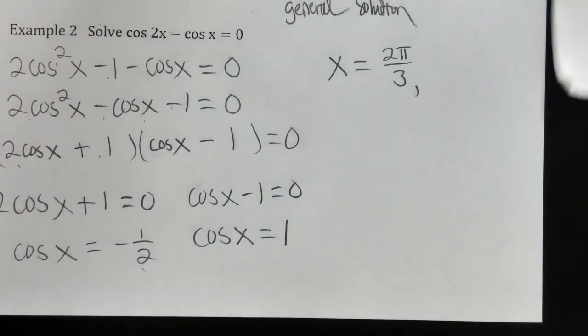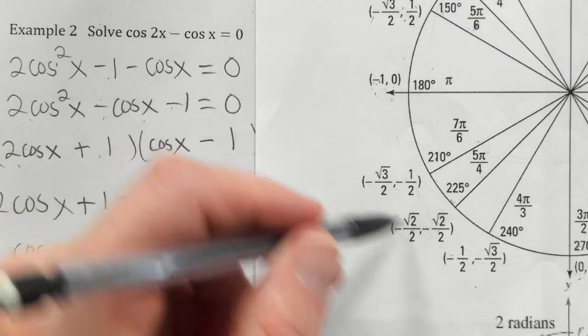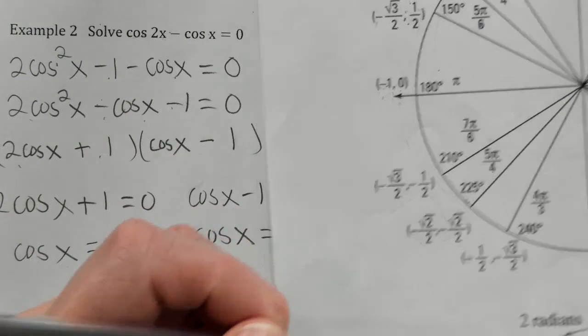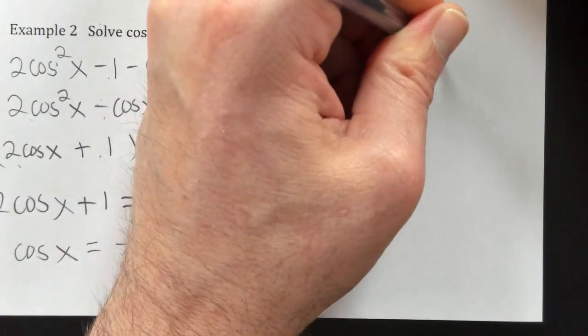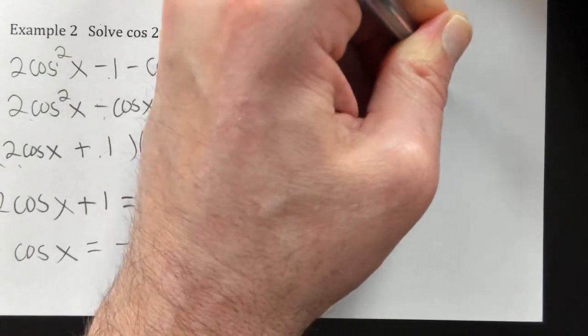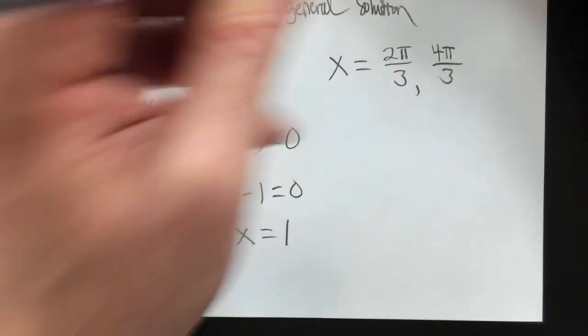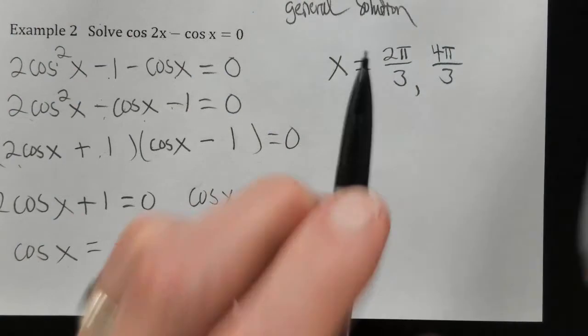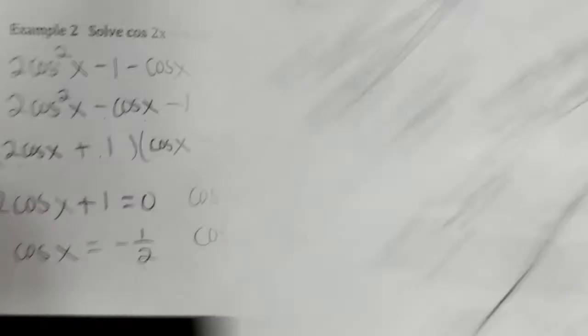All right. Is there another one? Still looking for negative 1/2s. And of course, right there at 4 pi over 3 is the other one. 4 pi over 3. Okay. And those are the only two.